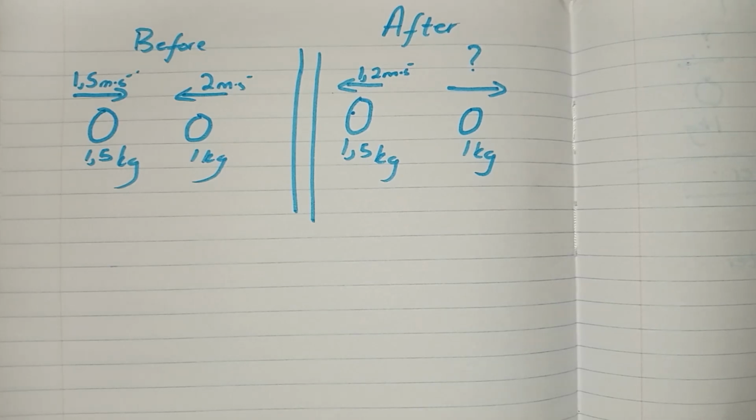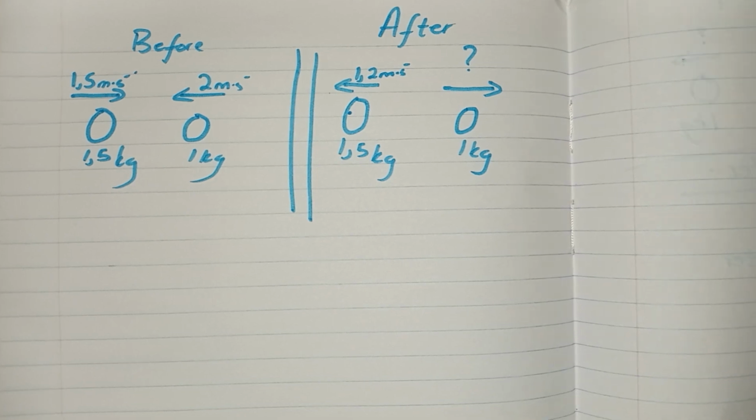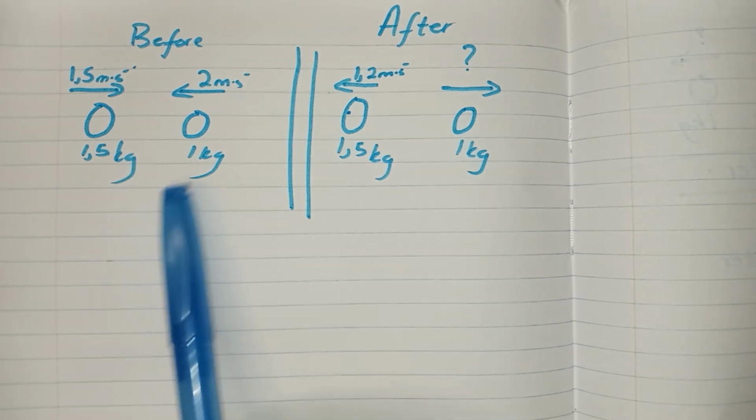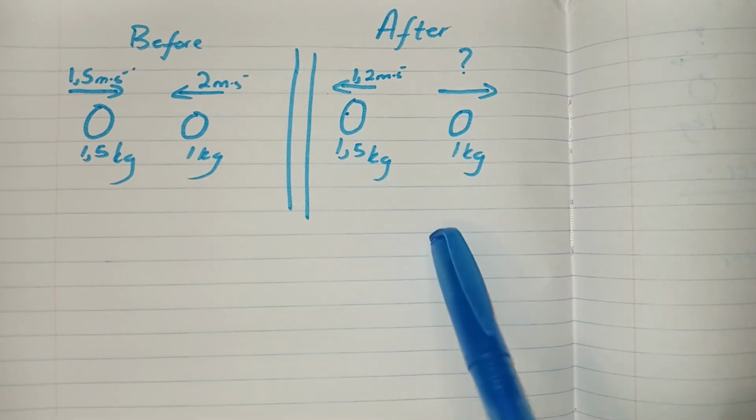Hi guys, welcome to the video, and today we are focusing on calculations for the conservation of linear momentum. So a quick recap on the definition: the total linear momentum of an isolated system remains constant, or is conserved. Let me tell you what this means. Basically, the total momentum of this system is the same before and after the collision.